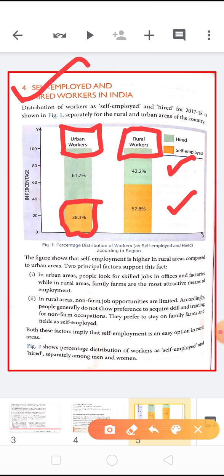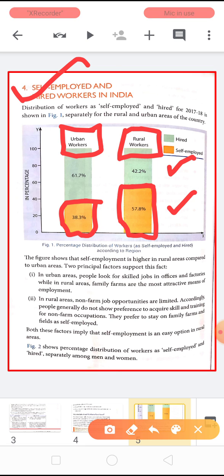Whereas in our rural areas, among rural workers, you can see that 57.8% are self-employed persons, whereas only 42.2% are hired workers. So, children, in urban areas, people look for skilled jobs in offices and factories, whereas in rural areas, family farms are the most attractive means of employment. In rural areas, non-farm job opportunities are very limited, and accordingly, people generally do not show a preference for acquiring skills and training for non-farm occupations. They prefer to stay on family farms and fields as self-employed.